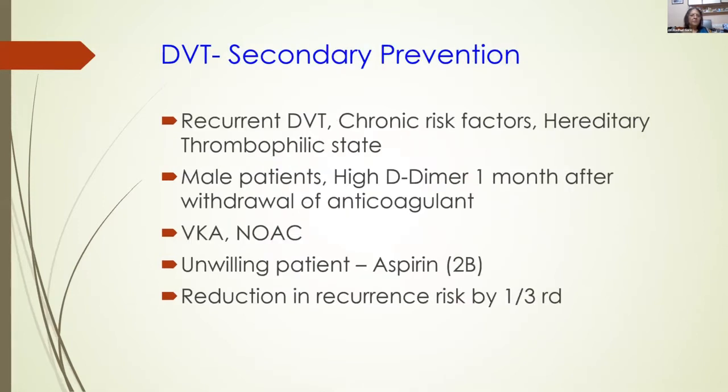Again, expensive. Secondary prevention is to be done in patients who develop recurrent DVT or have a chronic risk factor or hereditary thrombophilic state. Male patients who continue to have high D-dimer levels 1 month after withdrawal of initial anticoagulant treatment are also the candidates for secondary prevention, that is lifelong anticoagulation treatment.